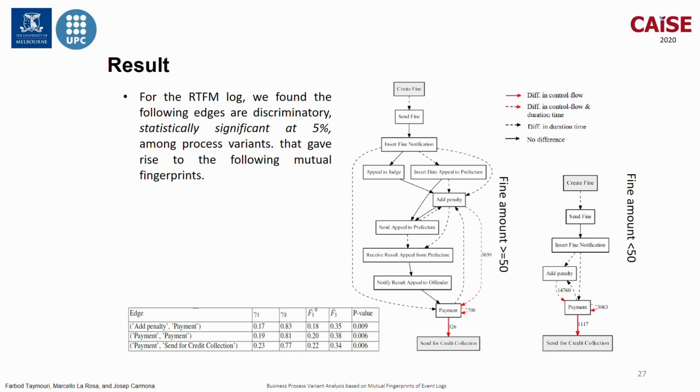In other words, if we change the sample of people, given that there is no drift, the actual control flow wouldn't change. Also, pay attention that these mutual fingerprints cannot be obtained by setting a threshold on the frequency of arcs of the initial directly follows graph.